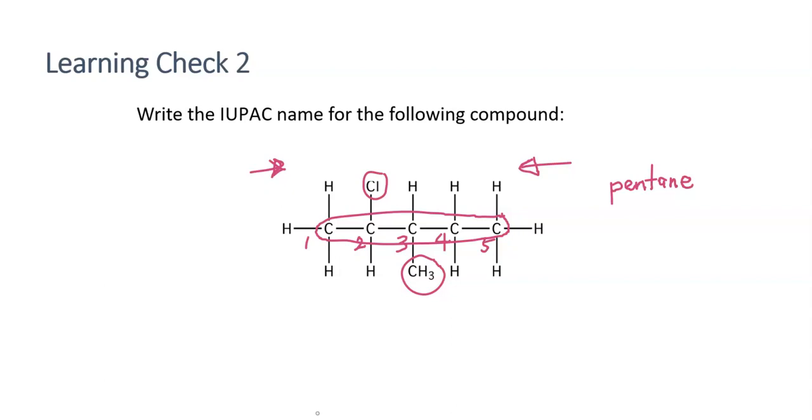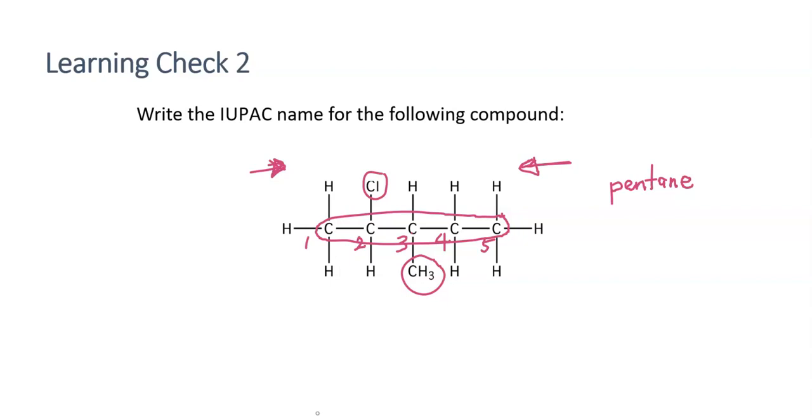If I started from this end, the substituent would be on the third carbon atom. So that's why I chose the left hand side to start numbering. That's how you figure out from which end you have to start the numbering, because you will get two different names if you start from the two sides.